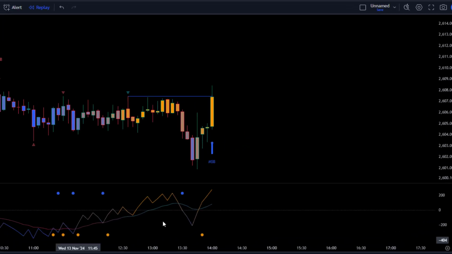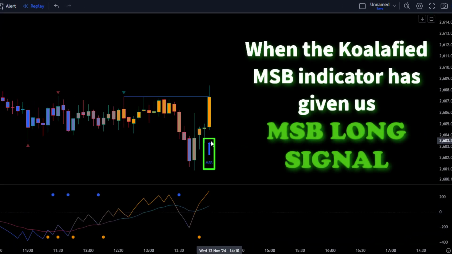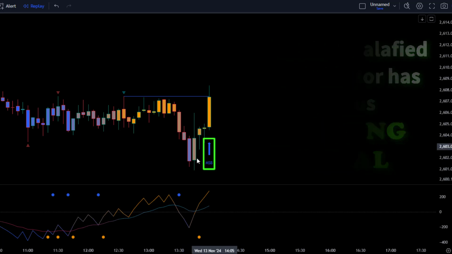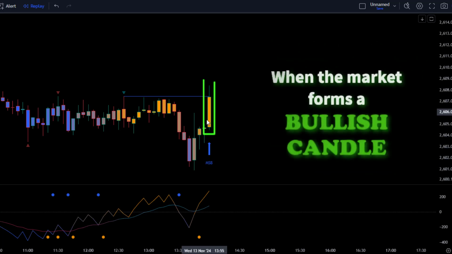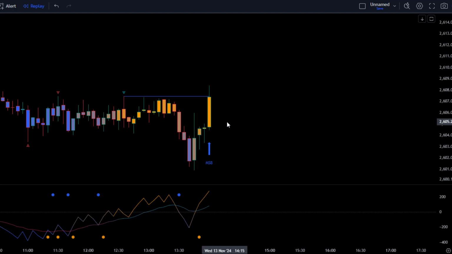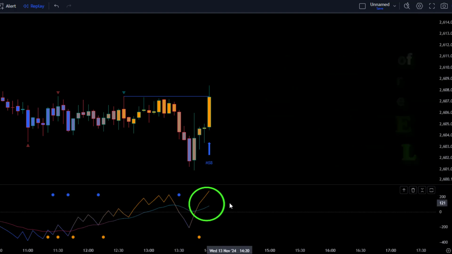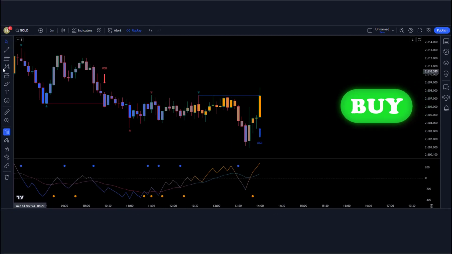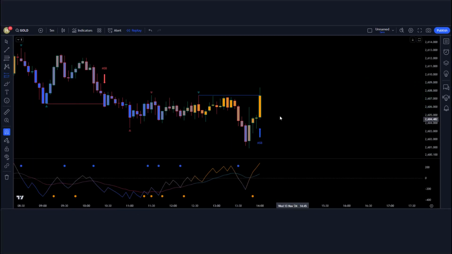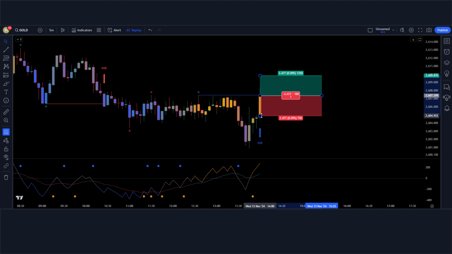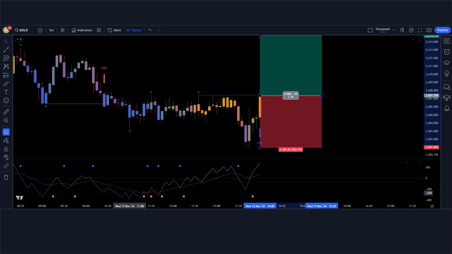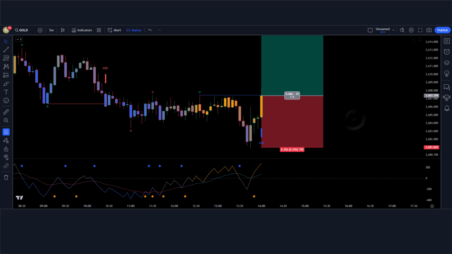Now, let's understand the concept where we will take buy and sell trades based on their conditions. When the Qualified MSB indicator has given us MSB long signals, when the market has formed a bullish candle, and when both lines of the Plus Klinger Oscillator indicator are above the zero line, if these conditions are fulfilled, then we will place a buy order. Our stop loss will be placed at the current market's lower level, and the risk to reward ratio will be 1:1.5.